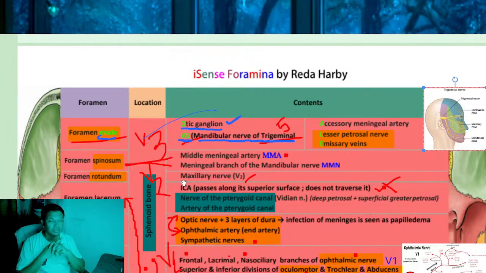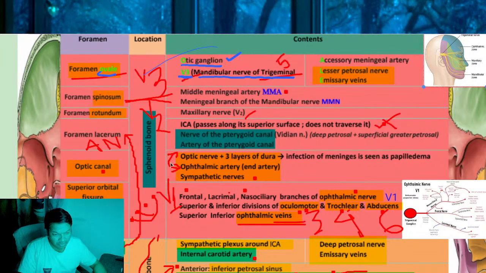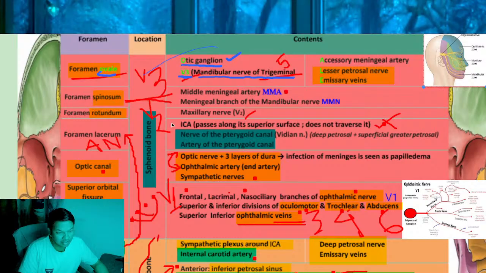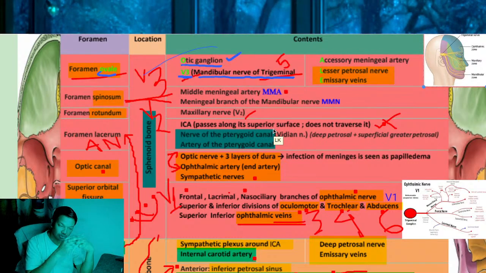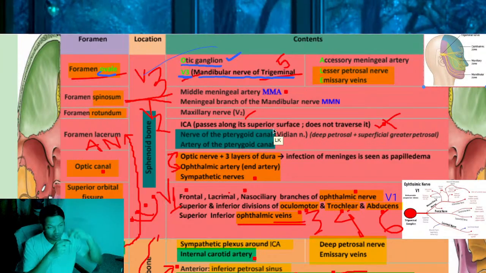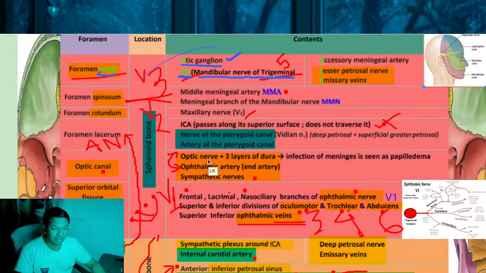Okay, very good. Now foramen lacerum. Foramen lacerum contains just two things related to the pterygoid canal: the nerve of the pterygoid canal and the artery of the pterygoid canal. Very important, in the exam they also ask about the internal carotid artery. It passes along its superior surface but does not traverse it. It goes superior to this foramen but does not enter, because for the internal carotid artery we have the carotid canal specifically.